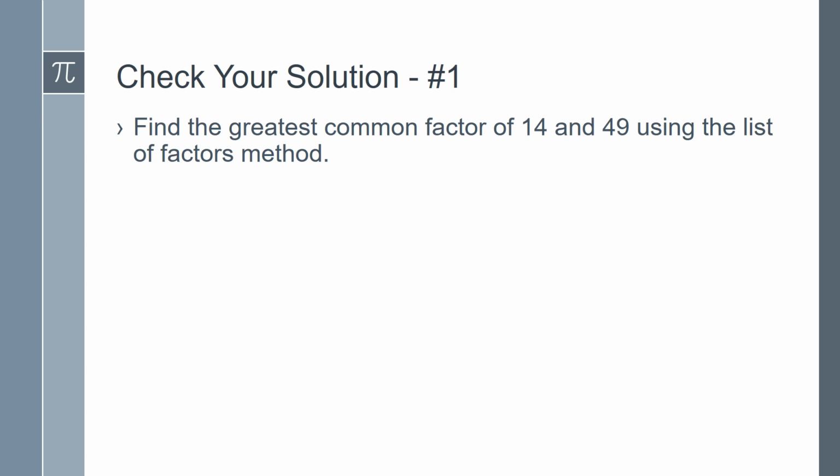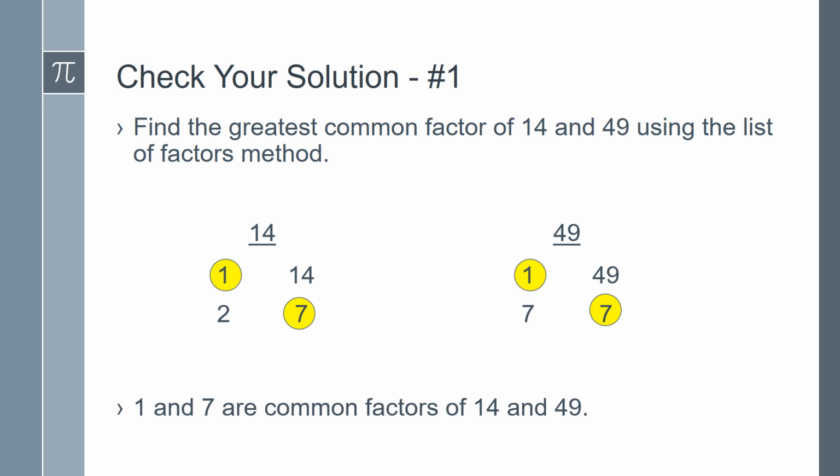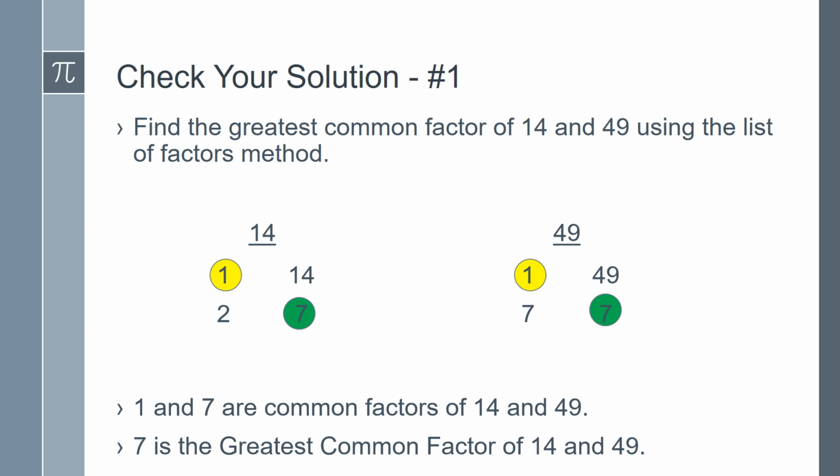The first step to solving this problem is to find the factor pairs of 14 and the factor pairs of 49. For 14, we find two factor pairs, 1 times 14 and 2 times 7. For 49, we also find two factor pairs, 1 times 49 and 7 times 7. We will circle the common factors, in this case 1 and 7, and then we will highlight the greatest common factor. The greatest common factor of 14 and 49 is 7.